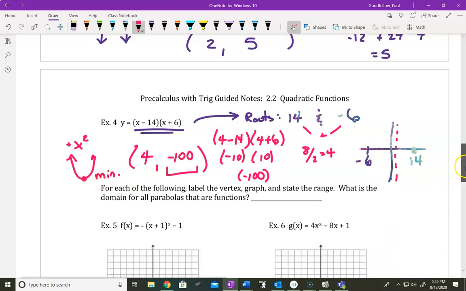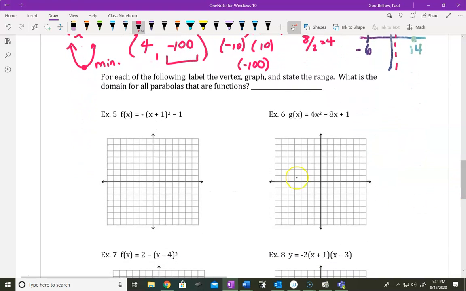Okay? Pretty straightforward. We're 8 minutes in, and we are kicking butt. Good job, Huskies. Woohoo!